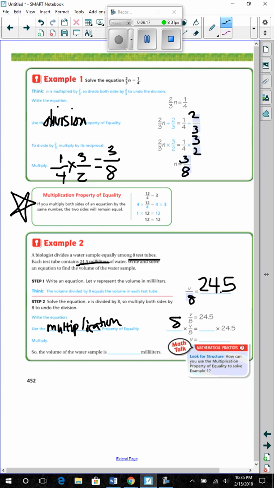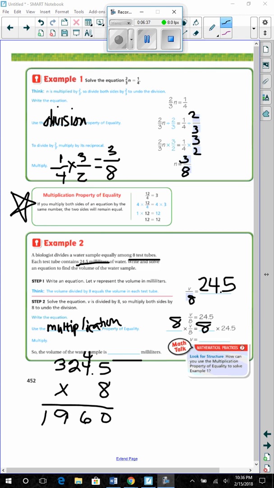So 8 times V over 8 equals 8 times 24.5. So the volume of the water sample is, we need to find the answer. So we need to do 24.5 times 8.